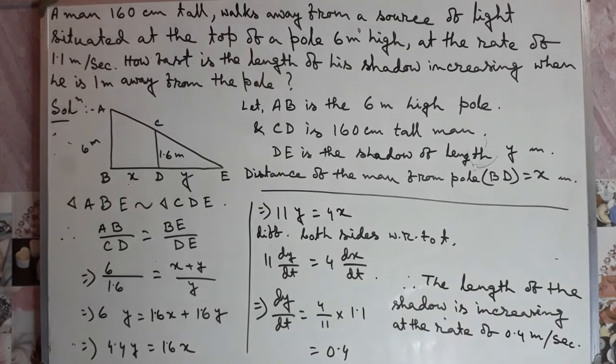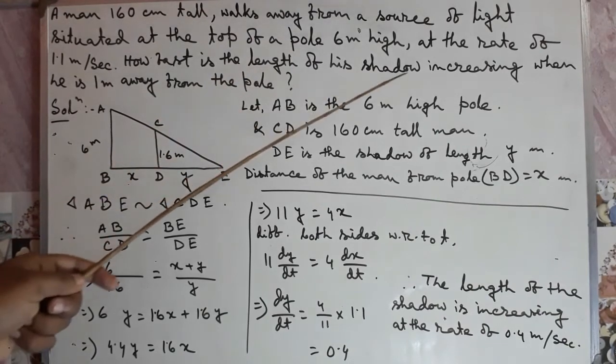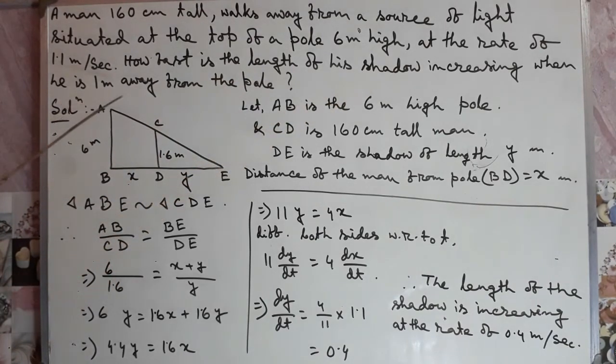Another problem is given. A man 160 centimeters tall walks from a source of light situated at the top of a pole 6 meters high at the rate of 1.1 meters per second. That means the man walks at the rate of 1.1 meters per second. How fast is the length of his shadow increasing when he is 1 meter away from the pole? So this is the diagram.